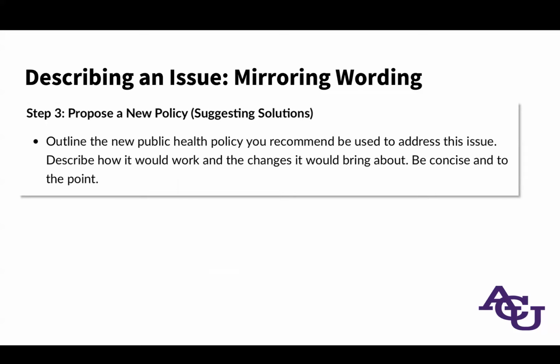All right, now propose a new policy. That is to say, suggest a solution that isn't keep doing what we're doing right now. It could be give more money for that. It could be expand that. But whatever you're doing, outline the new public health policy you recommend be used to address this issue. And don't just say it briefly, tell us how it would work and what changes it would be bringing about.